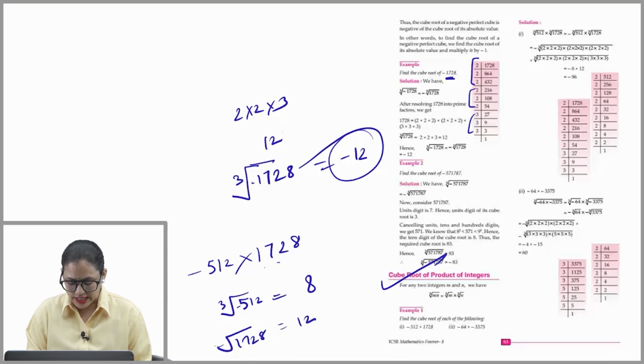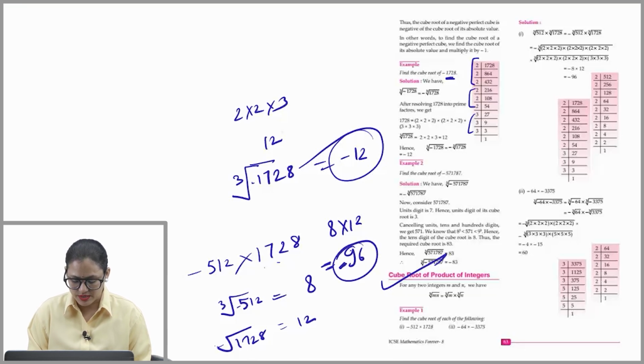Okay, so 8 into 12 is what? 96, and minus 96 because it is minus 8. Okay, right?